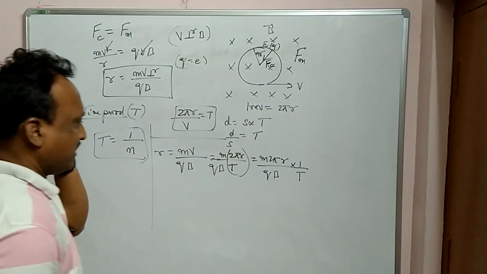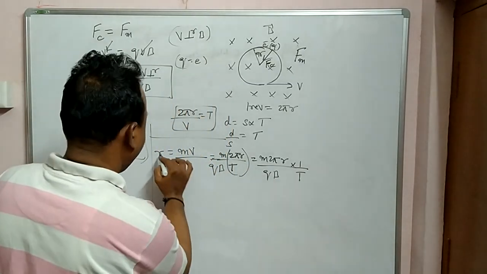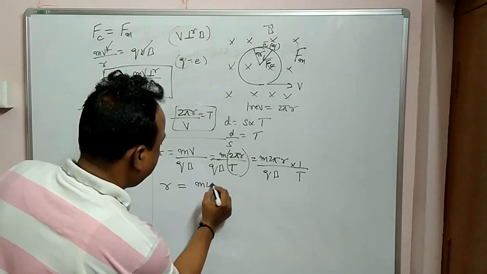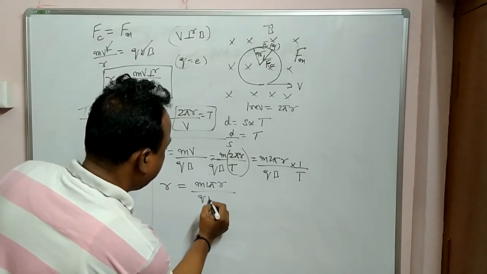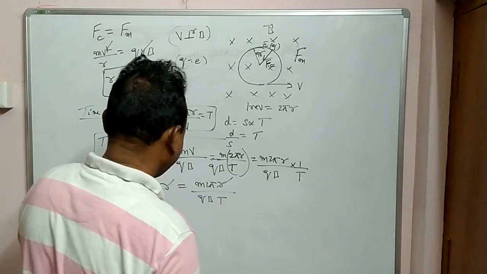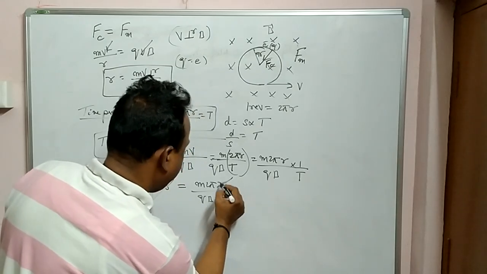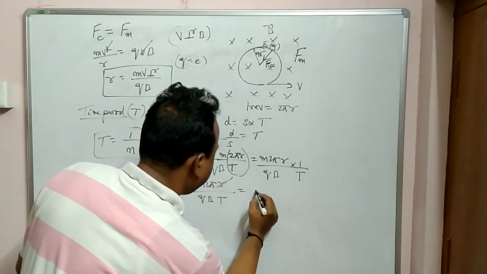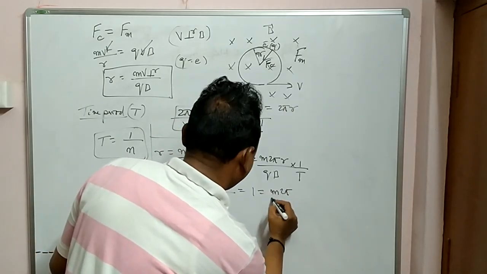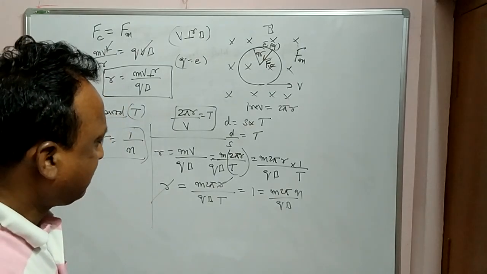So here, look, this is equal to r. From this, r cancels, and this is equal to m 2 pi by qB into 1 by T. So what happens here? This is nothing but T, or you can take 1 by T as n. Here, on the left side, 1 is equal to m 2 pi by qB into n. n is the frequency.